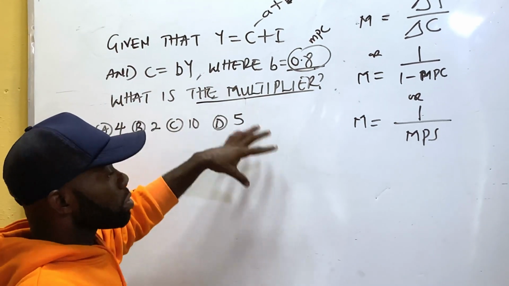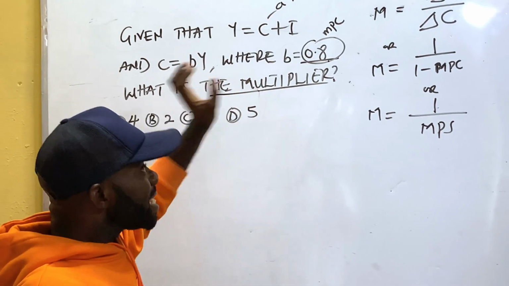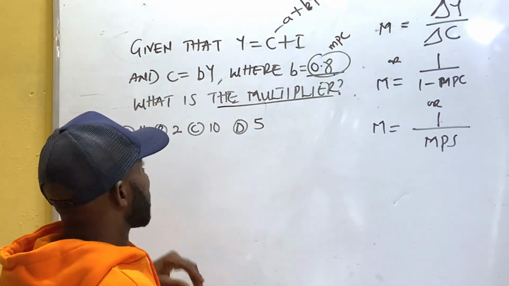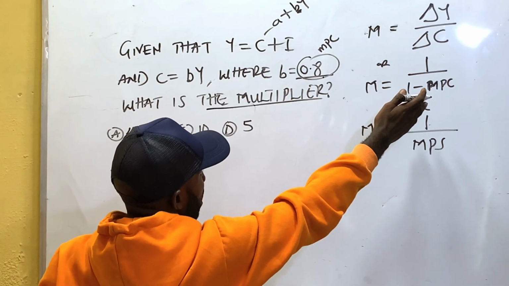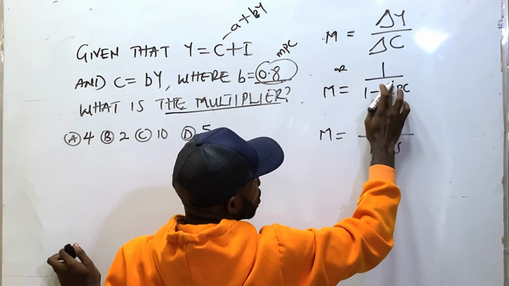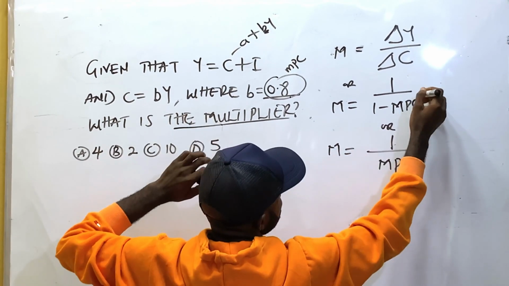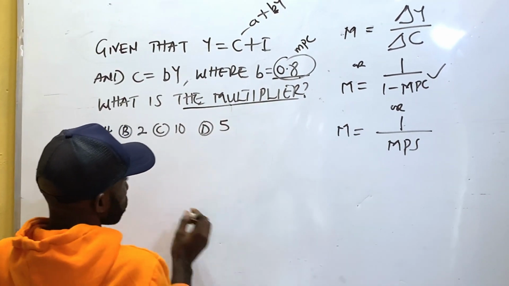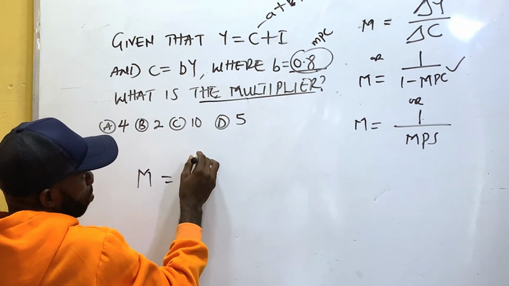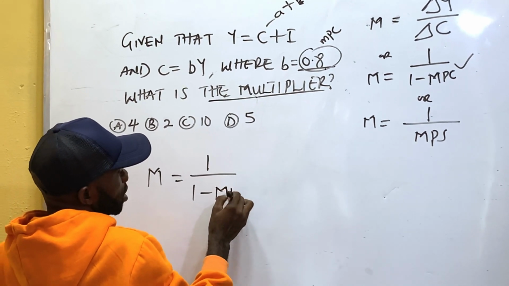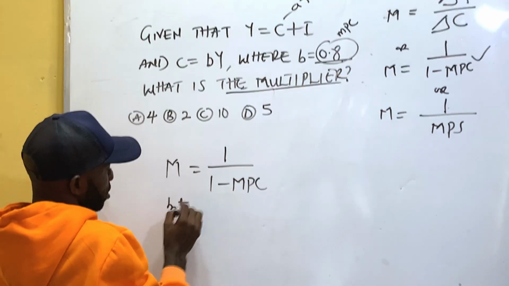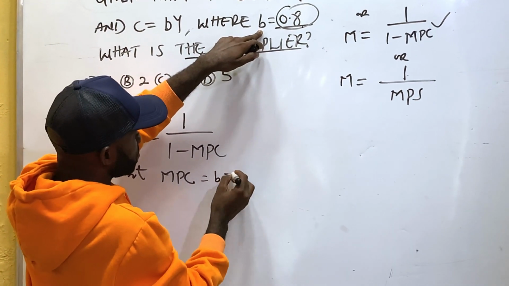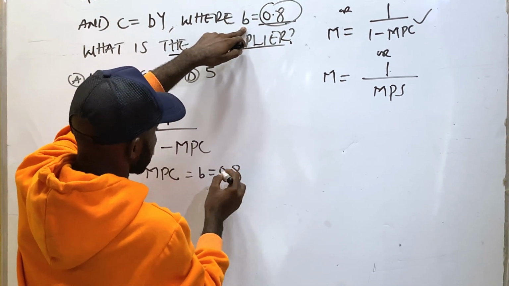Now, marginal propensity to consume is the only component that I need for multiplier to fly as a question in this aspect. If I reproduce this formula, picking this because the examiner gave us MPC. So this is the formula that we can use. This formula says multiplier is calculated as 1 over 1 minus MPC. But MPC from what we have here is equal to B, and that's equal to 0.8. Take note.